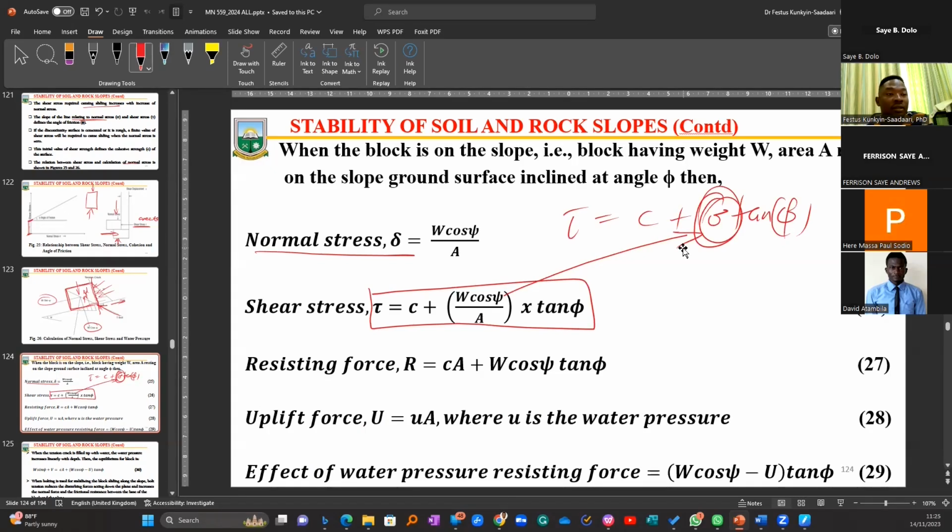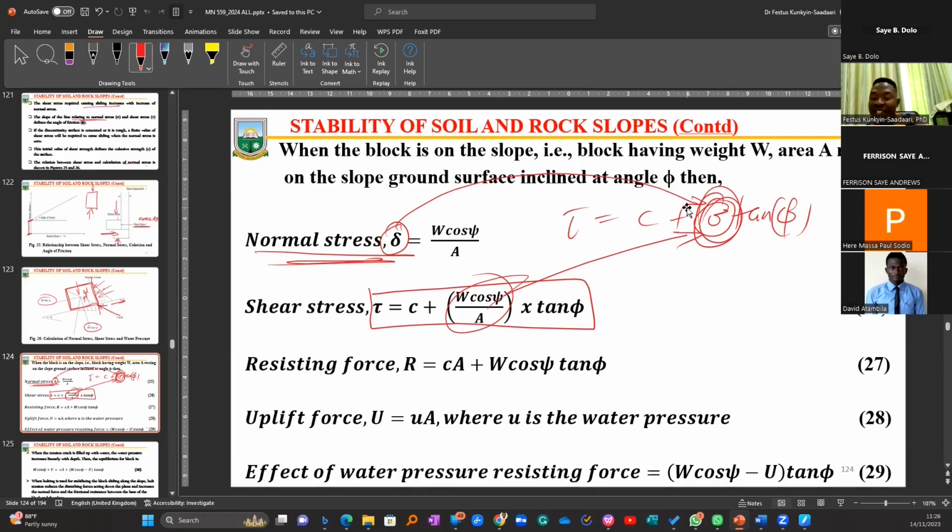Because now we are dealing with slopes, the angle with which we are perceiving the forces is different. So we are substituting this particular term with the normal stress, the sigma here, which is what was here initially. Then at the end of the day, we have the same shear stress being expressed.